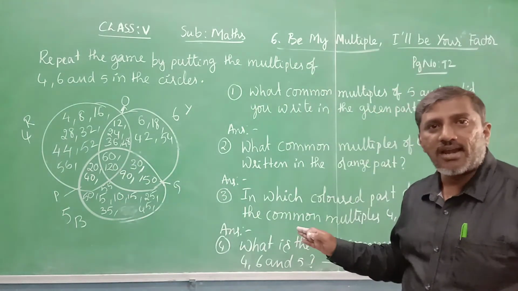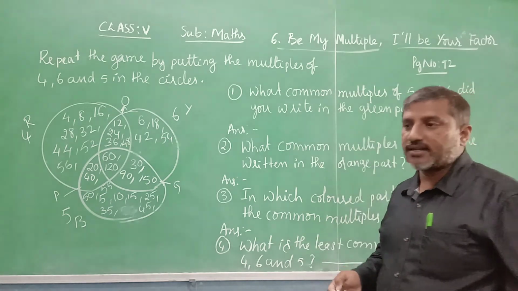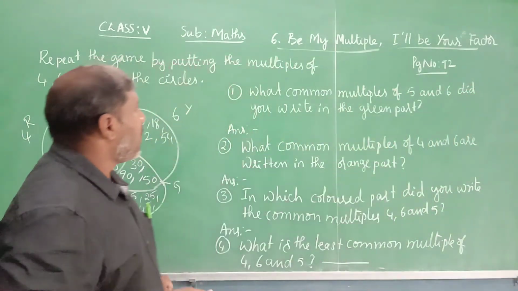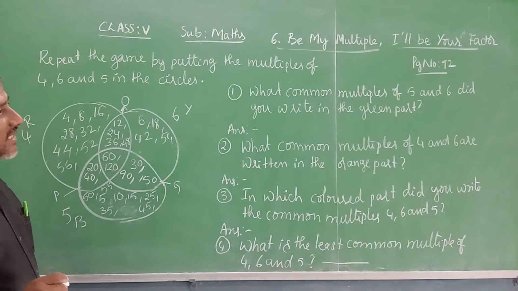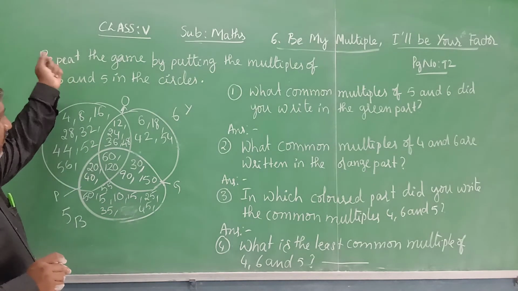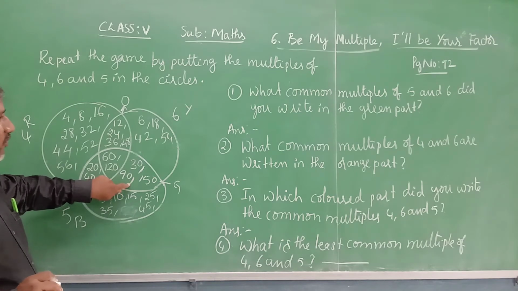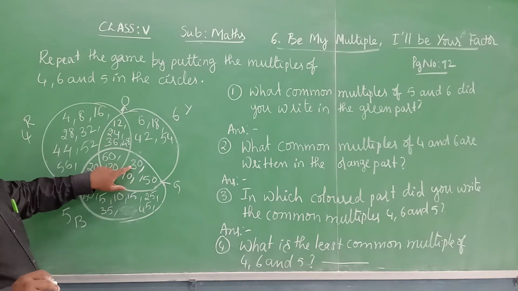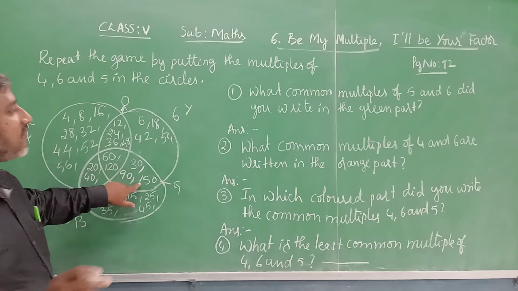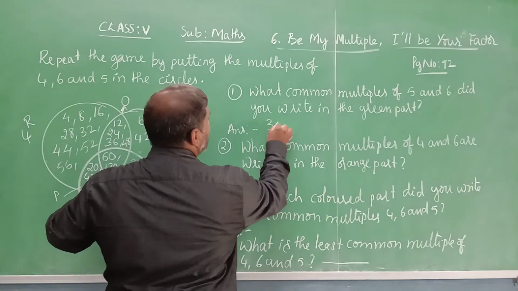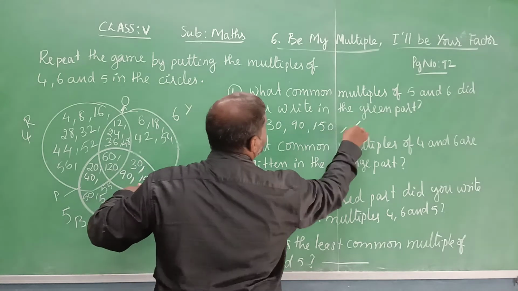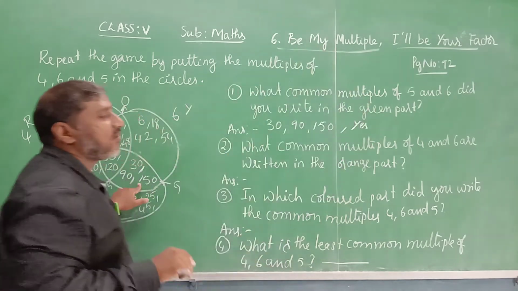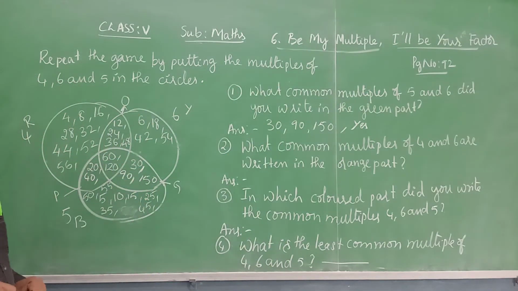Is it clear, children? Now answer these questions. The first question: what common multiples of 5 and 6 did you write in the green part? What common multiples did we write? 30, 90 and 150. We wrote them in the green part only.